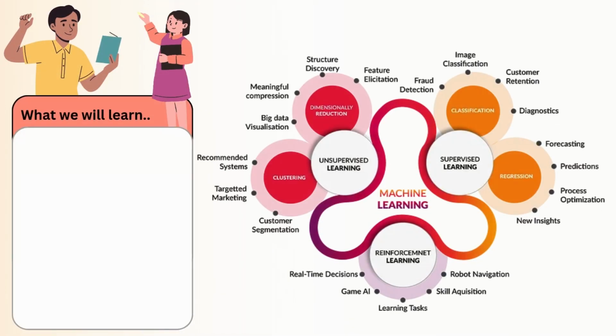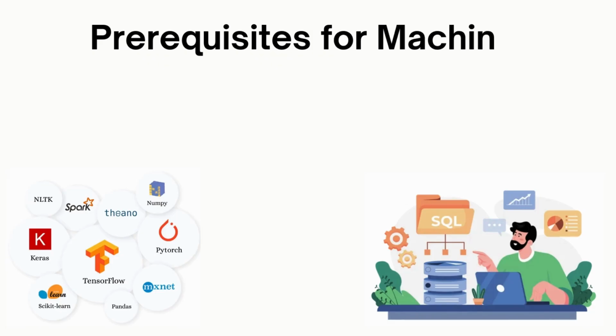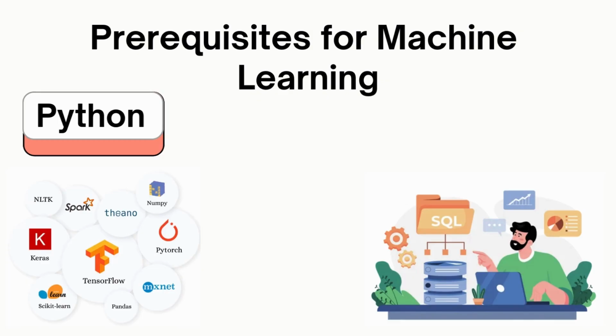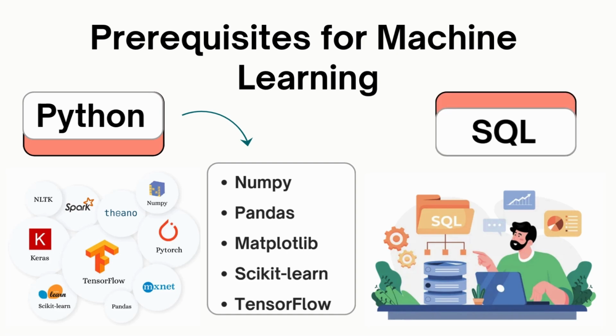We have broken down this series into 6 modules: Module 1, Module 2, Module 3, Module 4, Module 5, and Module 6. Prerequisites for machine learning. Before diving into what machine learning actually is, we must have a basic understanding of Python and some of its most popular libraries, such as NumPy, Pandas, Matplotlib, Scikit-learn, SciPy, and TensorFlow, and you must also have an understanding of SQL. You don't need to have a thorough understanding of this, but having a basic understanding would really help because you are going to use this in your machine learning journey frequently.